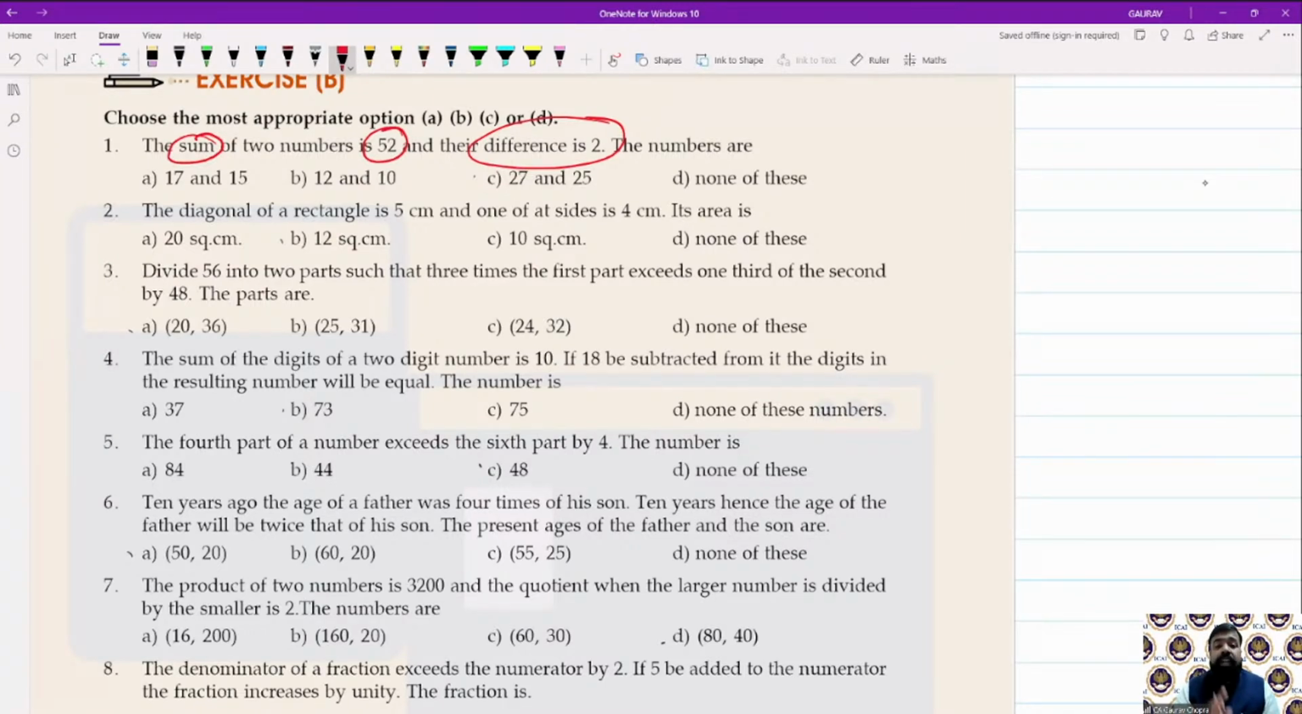The first option is 17 and 15. So 17 plus 15 is 32. So it is not satisfying the first condition, rejected. Option B is also not satisfying, rejected. Option C, yes, the sum is 52. First condition verified. Now the second condition says the difference must be 2. So it is also correct, difference is 2. Therefore, option number C is correct.